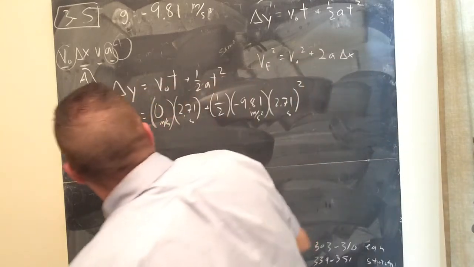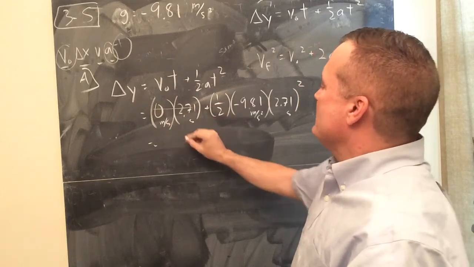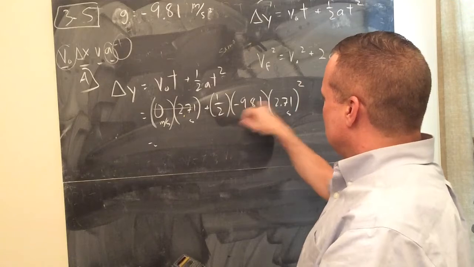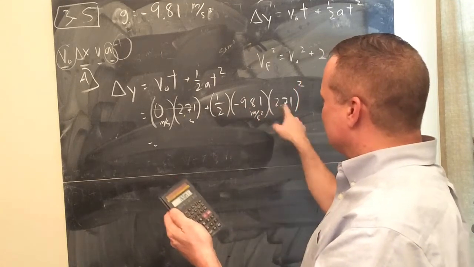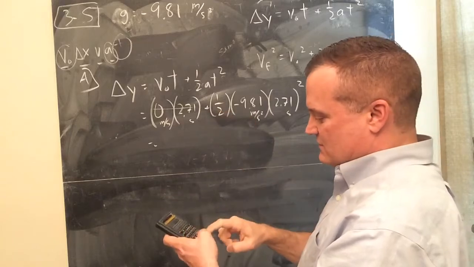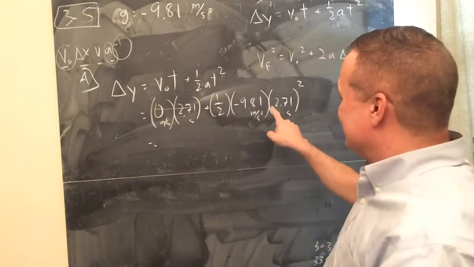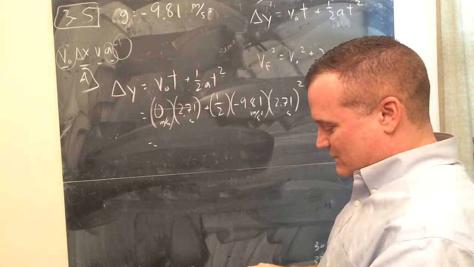So, when you put that in, you see that's just going to be 0. So, 1/2 times 9.81 times 2.71. That's 26.5. Then divide by 2. Oh no, I forgot. Messed up. Bad Vela. Square that. 2.71 squared.